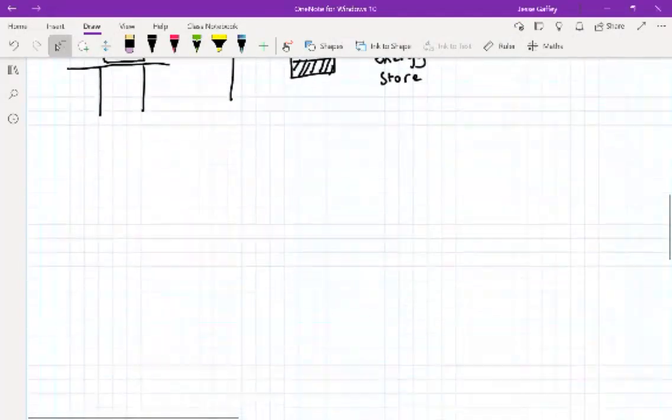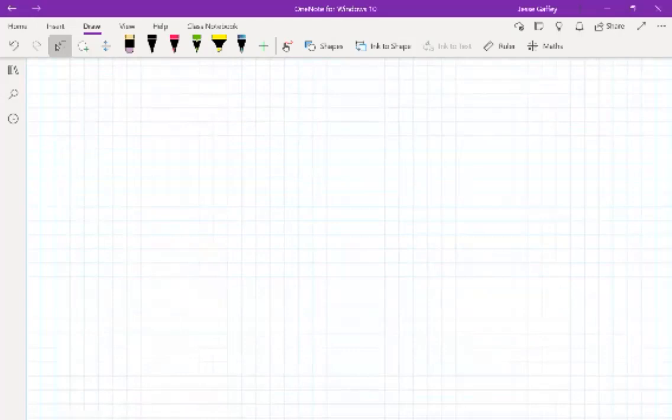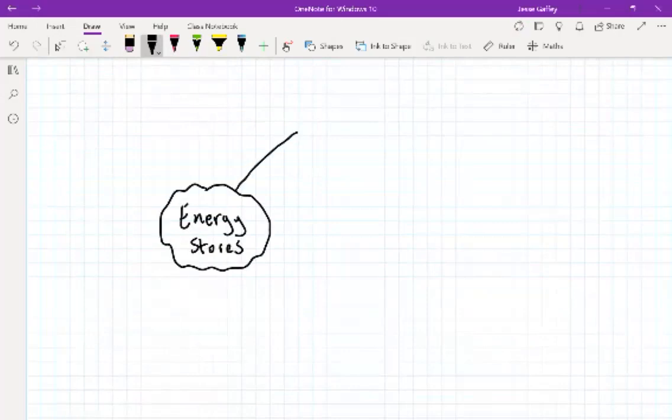At this stage, we're going to start doing a little mind map. I'm going to show you, I'm going to start it off here. We've got energy stores. And what I would like you to do is take 3 arrows out like this. I'm going to show you how to do the first one. So we're going to talk about the thermal energy store.